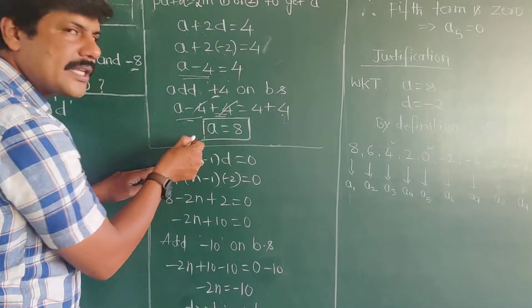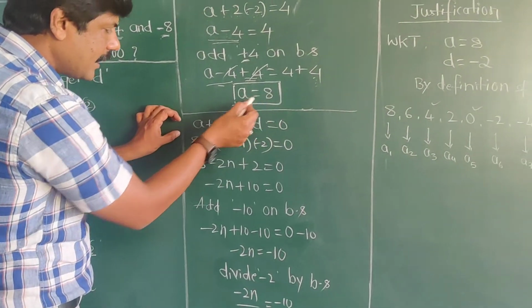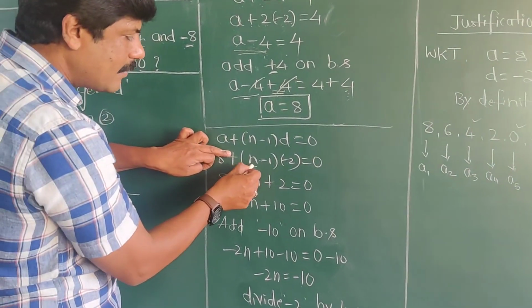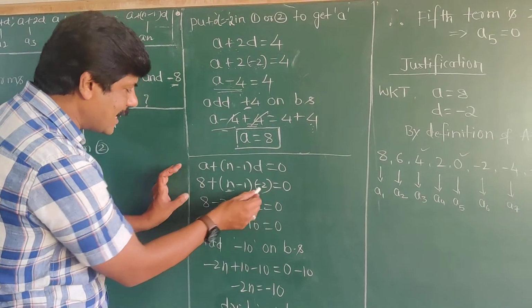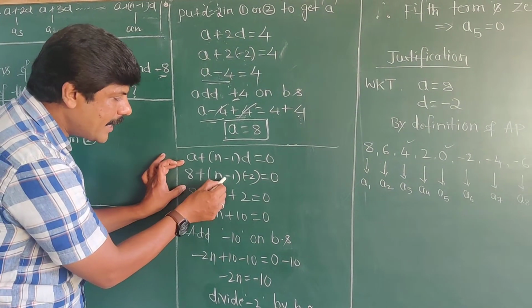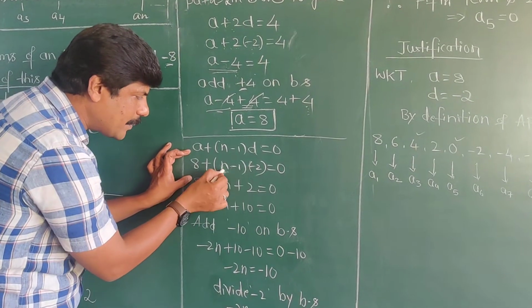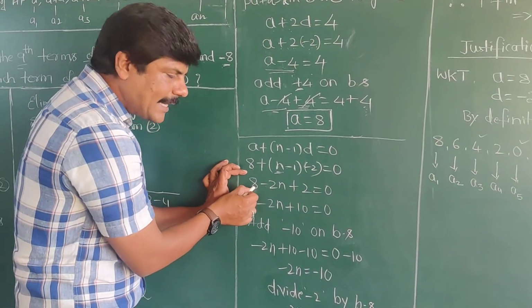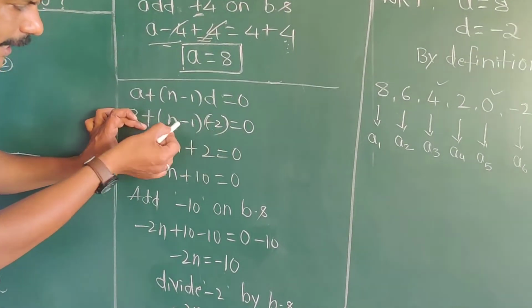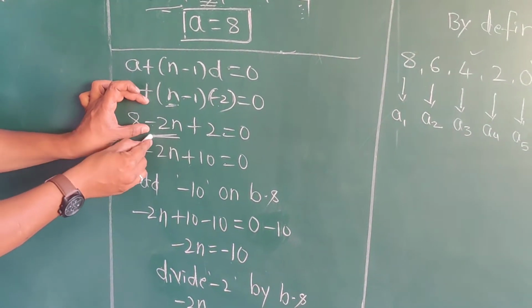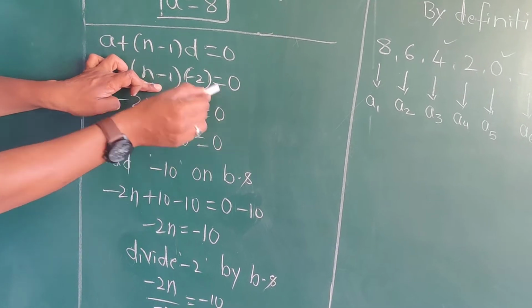Understand? Now substitute the values of A and D in this equation. A is equal to 8, plus (n minus 1). Keep it as it is, we do not know the value of n. D you substitute. Now you can see A plus (n minus 1) times D. D is nothing but minus 2. This minus 2 is multiplied with this (n minus 1). Keep 8 as it is. Now minus 2 into plus n is minus 2n. Minus into minus is plus, 2 times 2 is 4, equals 0.